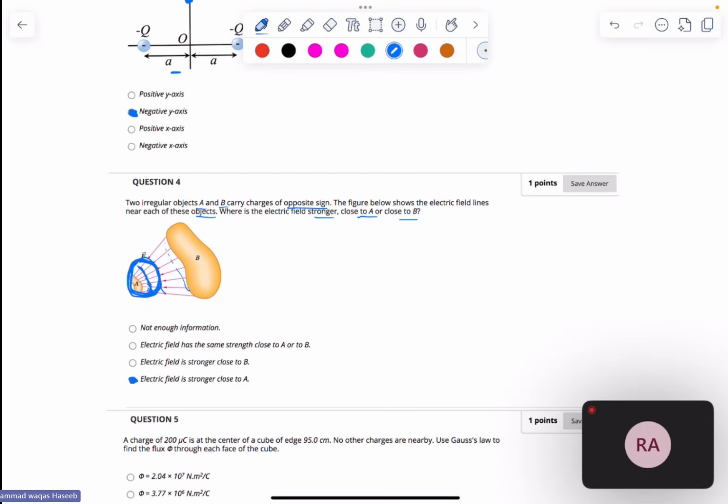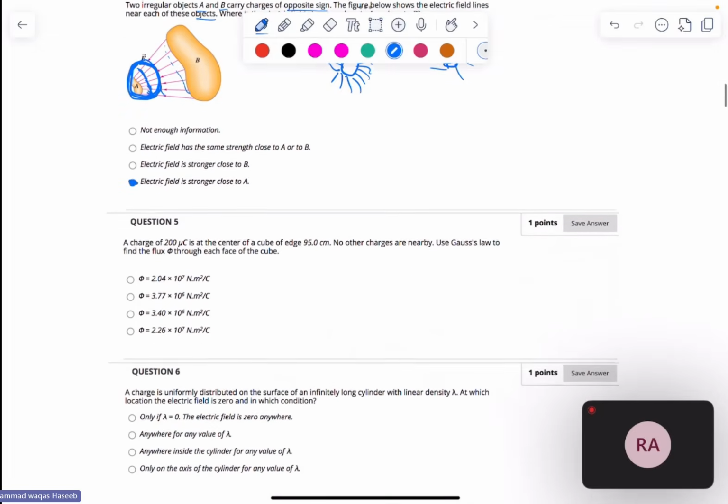Okay? Because if you have charges like 3Q and Q, the field lines are more dense due to its magnitude, and field lines are less dense for the smaller one. And this tells you about the magnitude of the charges as well.